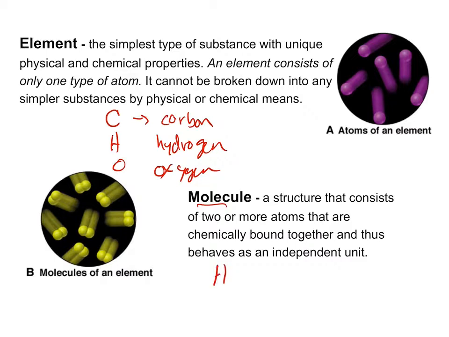So for example, water is a very common substance and it is considered a molecule. So we've got hydrogen and oxygen. So it fits the definition here where we have two or more atoms that are chemically bound together. And so water is an example of a molecule. Carbon dioxide is another example of a molecule. So again, we'll come back to that and talk about that definition more broadly.